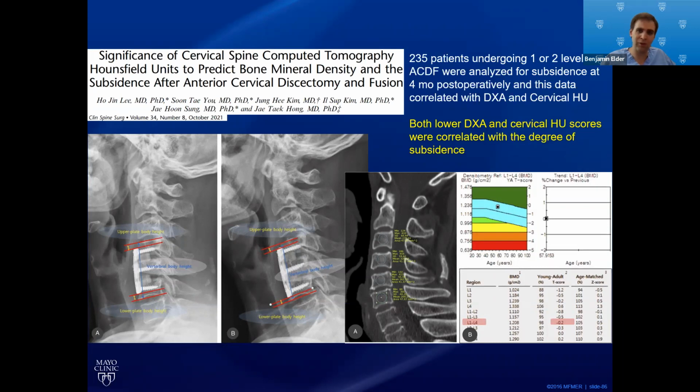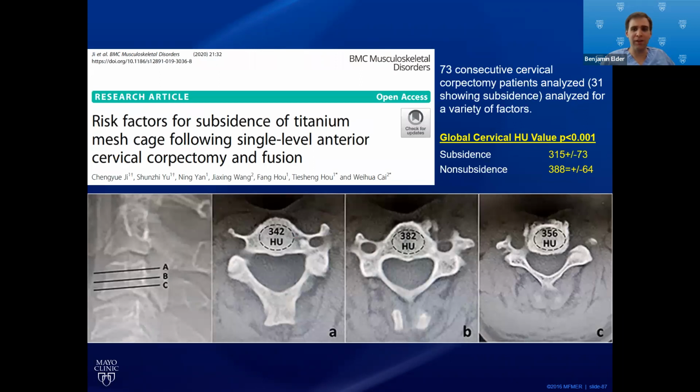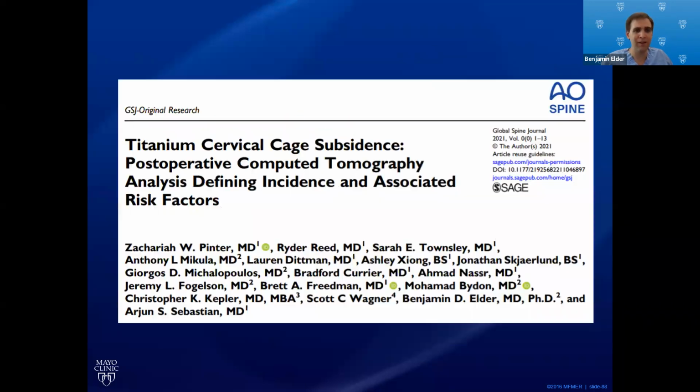And in ACDFs, we see similar things, where in this paper, both lower DEXA as well as cervical Hounsfield unit scores were correlated with the degree of subsidence. Although the Hounsfield units in the cervical spine tend to be much higher than what we see in the thoracolumbar spine. This was looking at single level ACDF or a single level anterior corpectomy with a titanium mesh cage, and patients with Hounsfield units in the low 300 range compared to almost 400 had much higher subsidence.